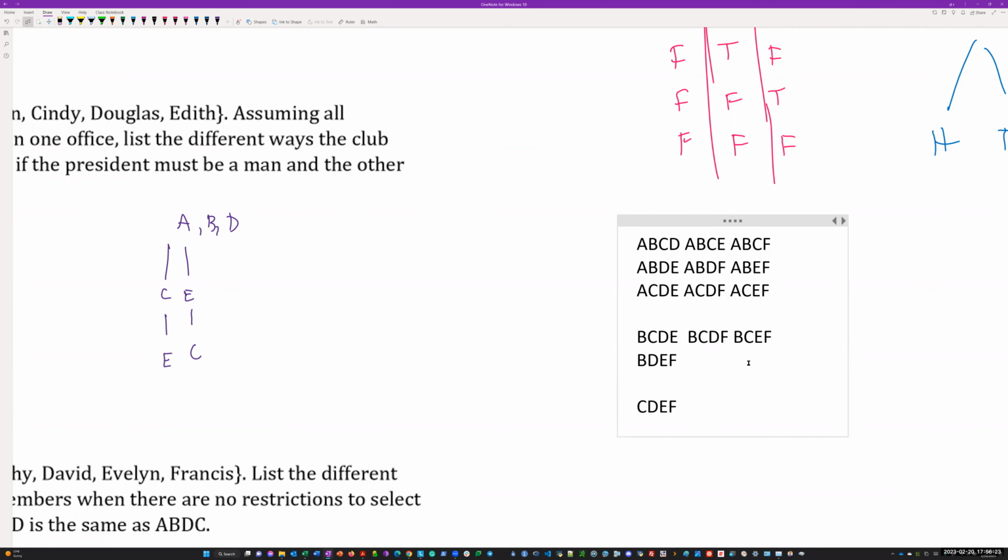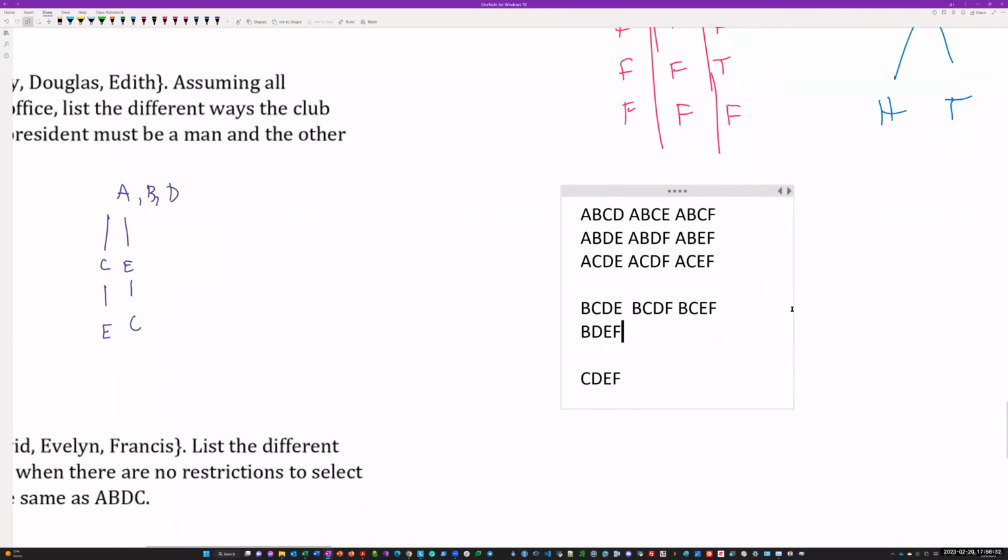I'm missing one. 9, 13, 14. Yeah, I'm missing one. See, this is why I don't like doing it this way.